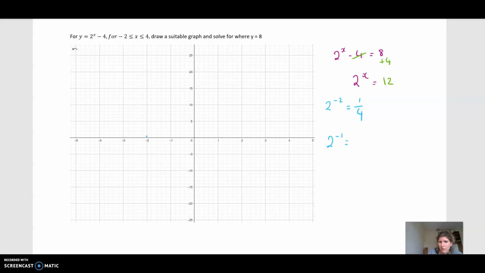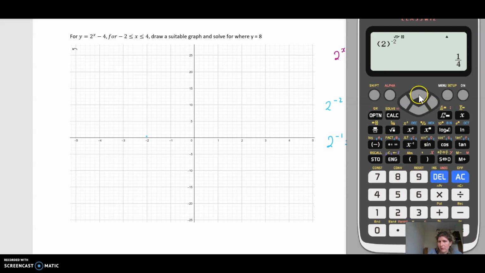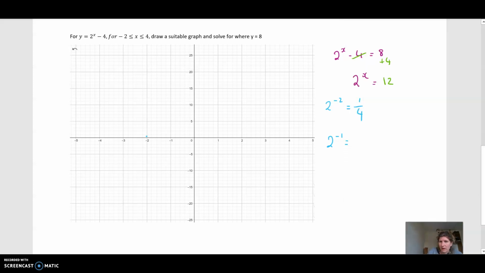2 to the power of negative 1. Again, on your calculator, you can just change that to a negative 1. It gives you half. So at negative 1, we're going to have a half. That's just a little bit further up. 2 to the power of 0. Now, anything to the power of 0 is 1. So at 0, we've got 1. 2 to the power of 1 is 2. So at 1, we've got 2.